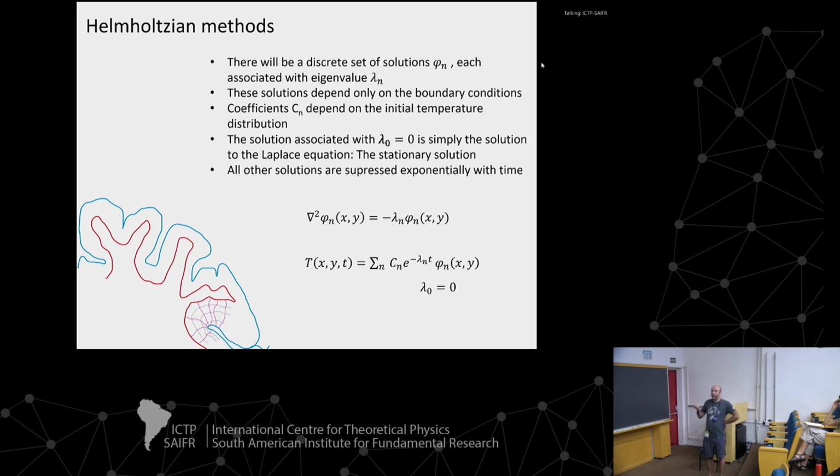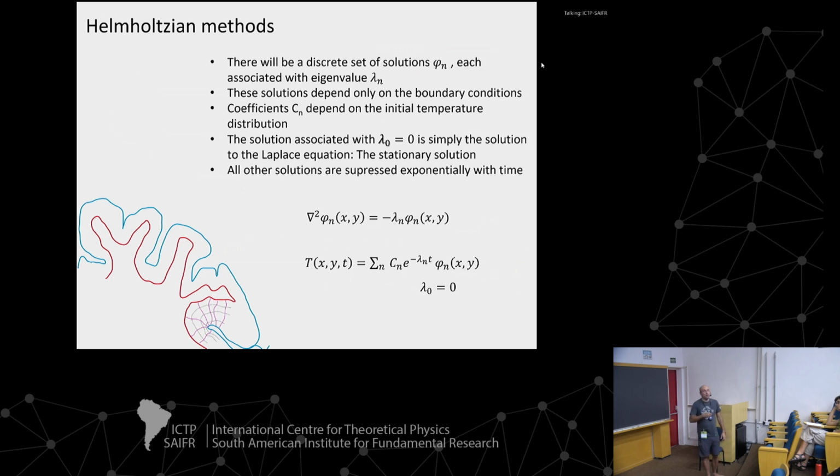So the zero eigenvalue does not decay. And that's the solution of the Laplace equation. So when you have an initial distribution of heat, as it evolves through time, all the modes that are not the zero eigenvalue mode decay, and what's left is the stationary distribution.